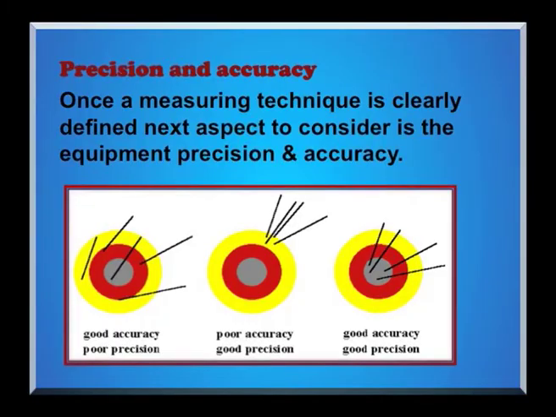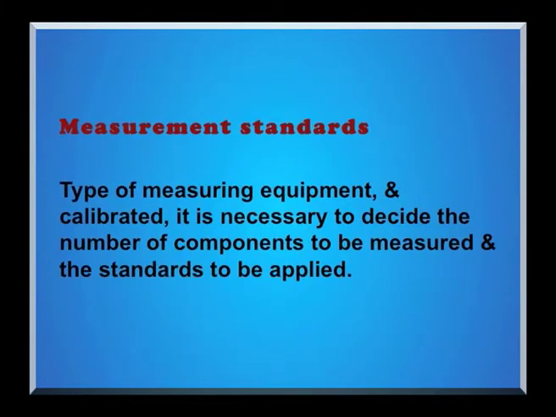That's why the fourth one is precision and accuracy. Once a measuring technique is clearly defined, the next aspect to consider is the equipment precision accuracy. Next one is measuring standards. Type of measuring equipment and calibrated, it is necessary to decide the number of components to be measured and the standards to be applied. Another one is sixth one point, that is computerization of measuring equipment.